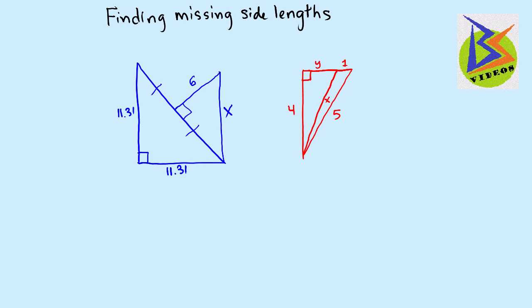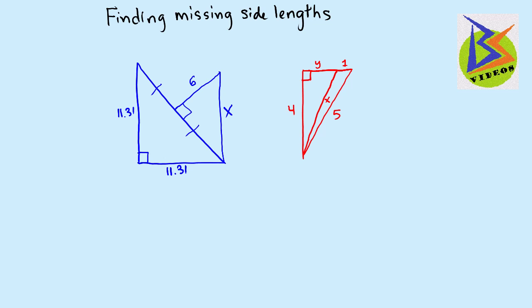In this video we are going to find some missing sides of right triangles. To do this we're going to use the Pythagorean Theorem in a variety of ways. We'll have to use it twice in each of these problems. Let's take a look at this first problem, where we have a triangle with sides 11.31 and 11.31, and then another one with side 6 and an unknown x that we'll find.